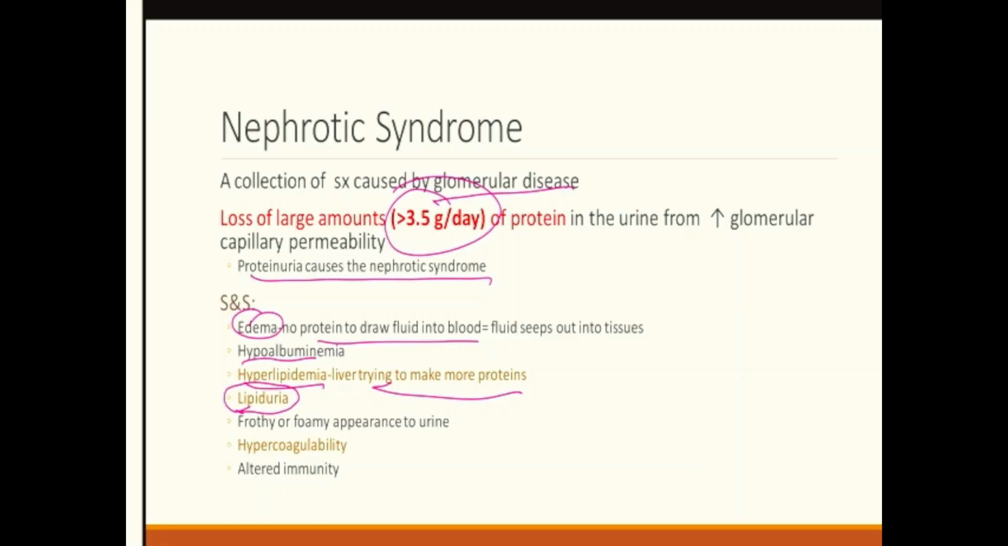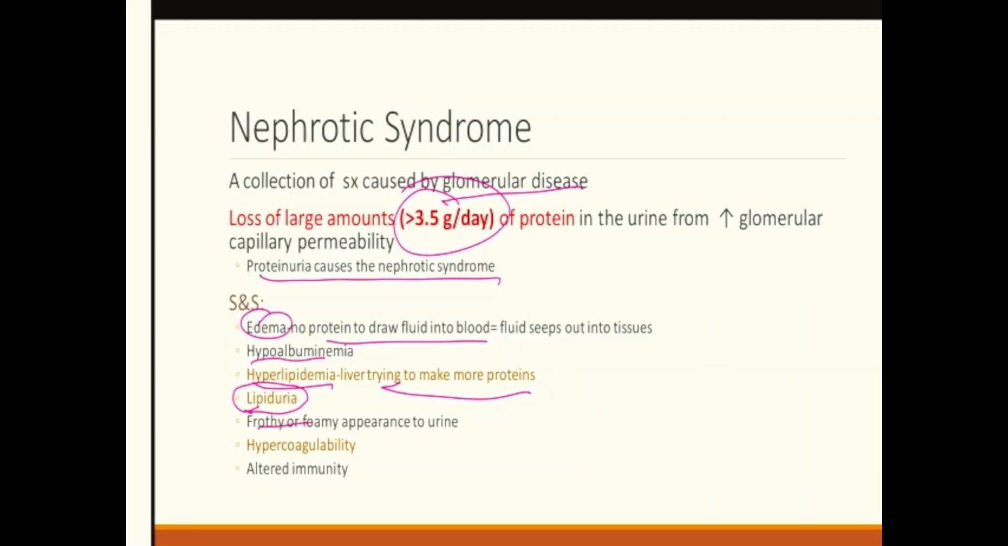What would the urine look like? A little oily, greasy looking from the fat that's in there. You may see frothy bubbles more often than others, but that's due to the lipid content. That's a frothy or foamy appearance.